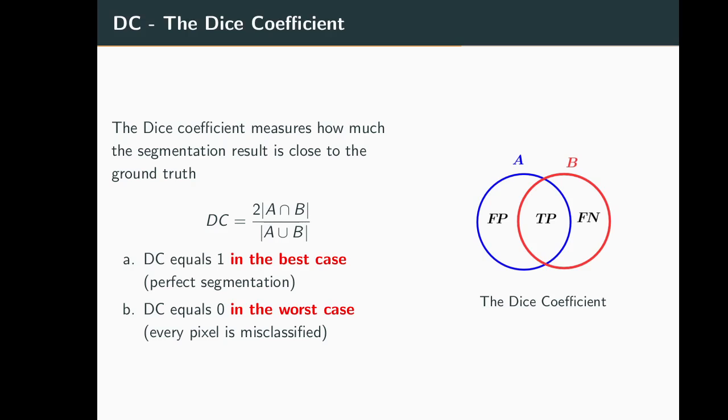Experimental results. In order to evaluate the segmentation quality, we use the dice coefficient criterion. The dice coefficient measures how close the segmentation result is to the ground truth, where the dice coefficient equals 1 in the best case, and equals 0 in the worst case.